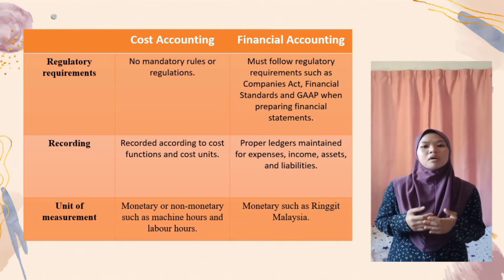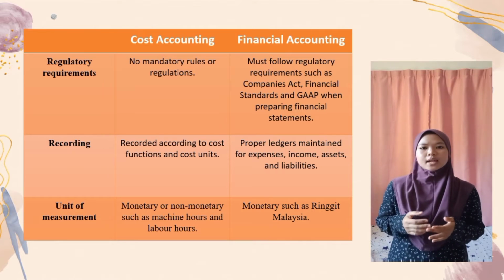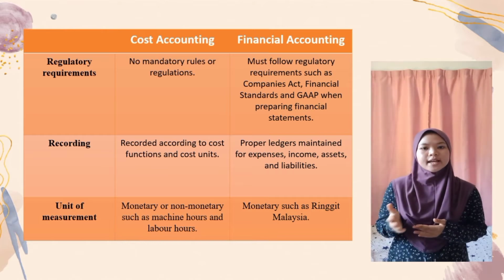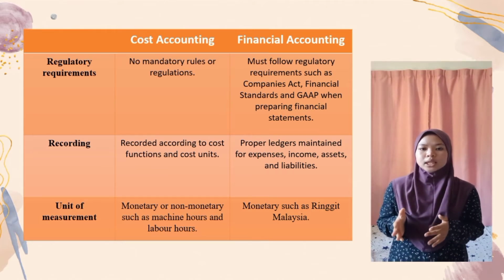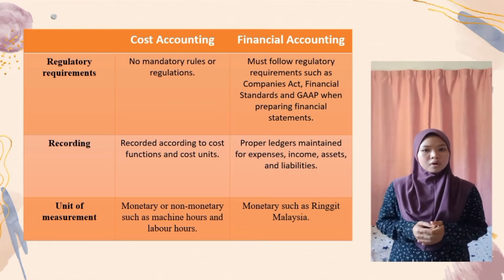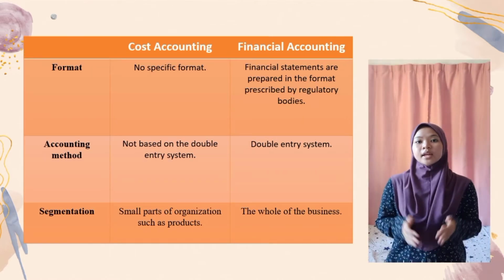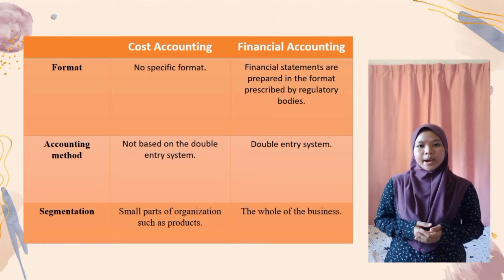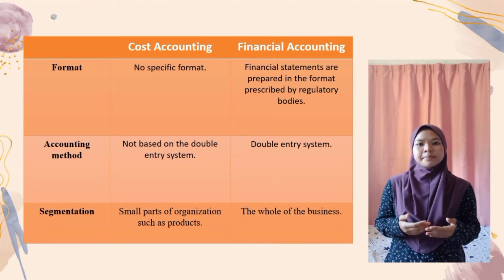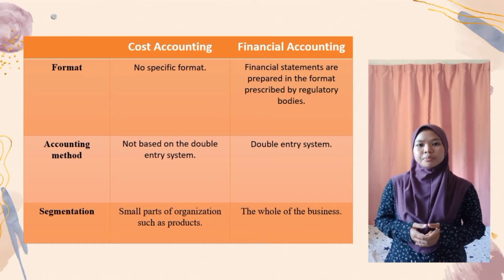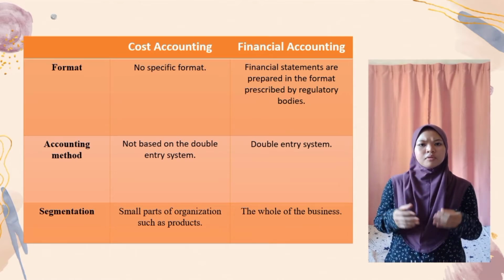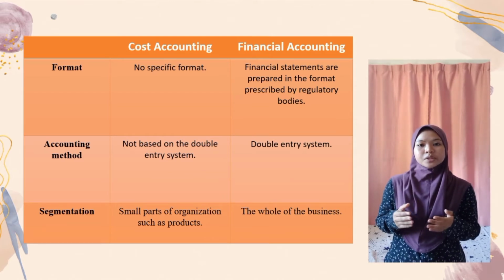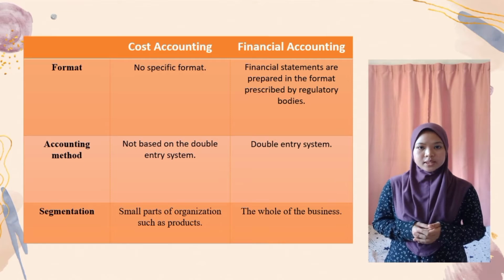Then we have unit of measurements: monetary and non-monetary, such as machine hours and labor hours for cost accounting, and monetary units only, such as ringgit Malaysia, for financial accounting. Next, no specific format for cost accounting. They are prepared in the format decided internally by the firm, in the format which more suits the users, and for financial accounting, the financial statements are prepared in the format prescribed by regulatory bodies.